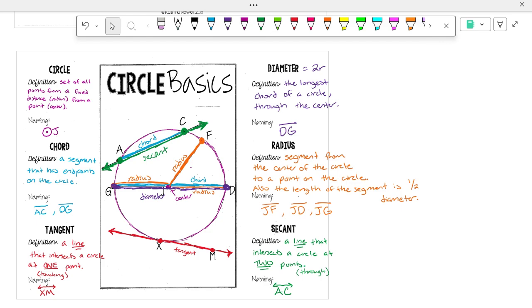So guys, if you are done, the next section we're doing is that next foldable. And you're still going to want your colors.